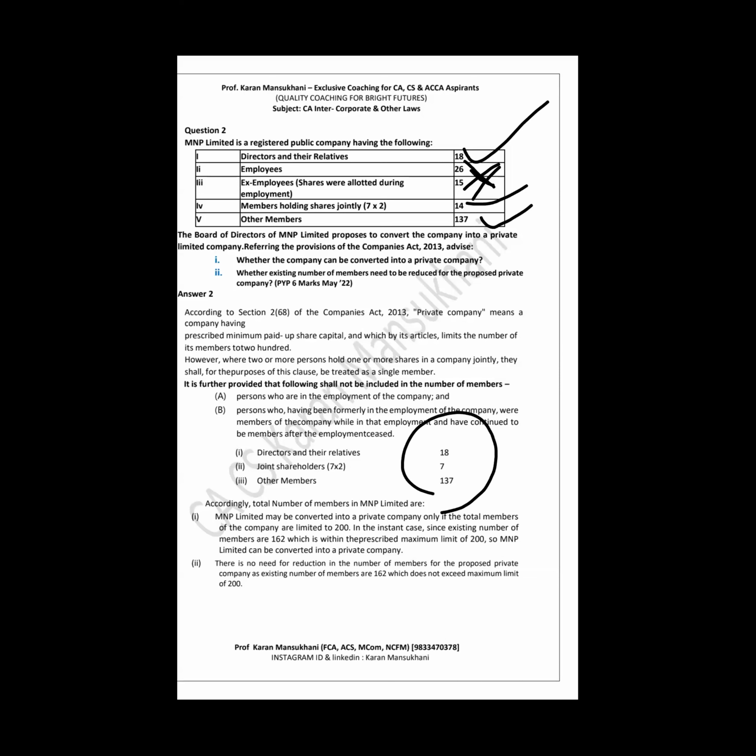So 18 plus 7 plus 137. Is it exceeding 200? It is 162. If it is 162, it is less than 200. Yes. 162, less than 200. So there is no need for reduction of the members because already the members are below 200, that is 162.